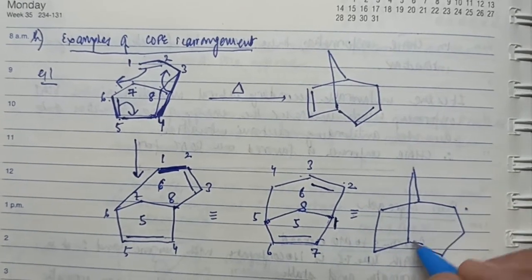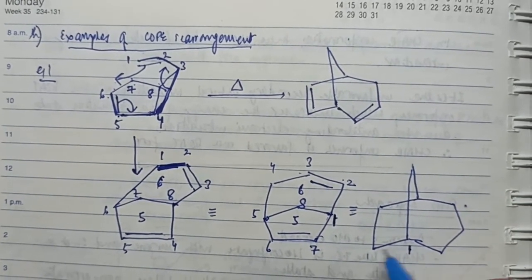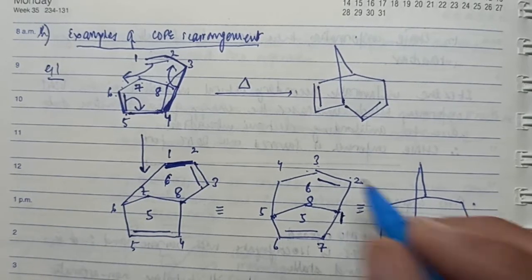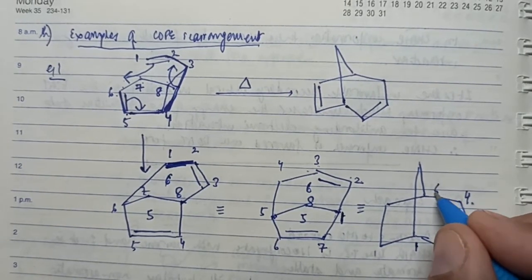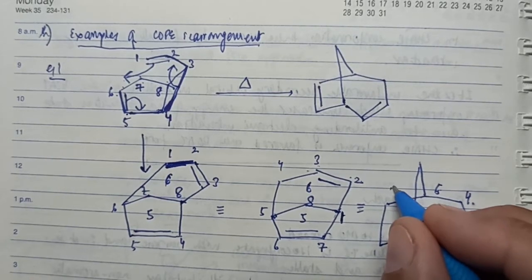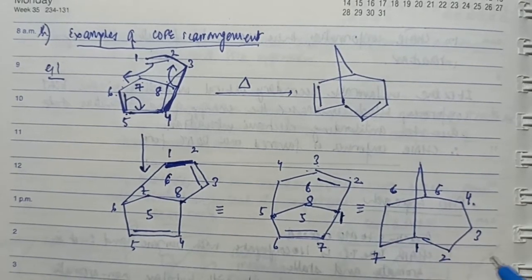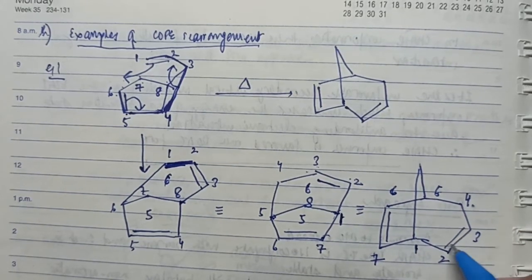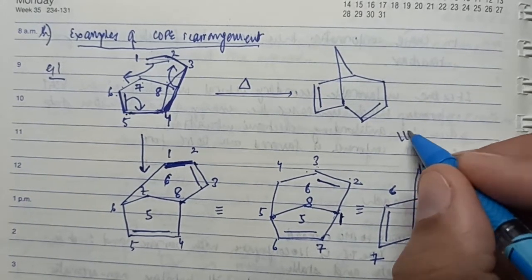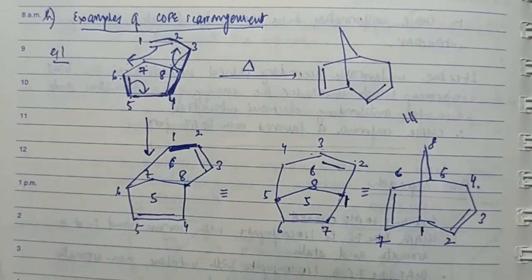This is bridgehead, let's say number 1. Attached to 1 in the larger ring is 2, attached to 2 is 3, attached to 3 is 4, attached to 4 is bridgehead 5. Bridgehead 5 then leads to the smaller ring, 6 and 7, and between 6 and 7 there is a double bond, between 1, 2 and 3 there is a double bond, and this is the 8 carbon atom. You can see the system which we have prepared is this one.